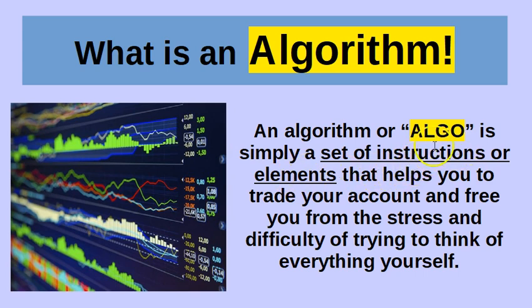So an algorithm, or an algo, which is short for algorithm, is simply a set of instructions or elements that helps you to trade your account and free you from the stress and difficulty of trying to think of everything yourself. Getting back to what I said in the beginning, how much time do you spend on the computer? And what do you do when you're watching your monitor when it comes to trading Forex, right? The whole point of an algorithm is to free up some precious time so that you can spend it with your family and do other important things. And it's important because an algorithm can help you clarify or simplify your trading process.